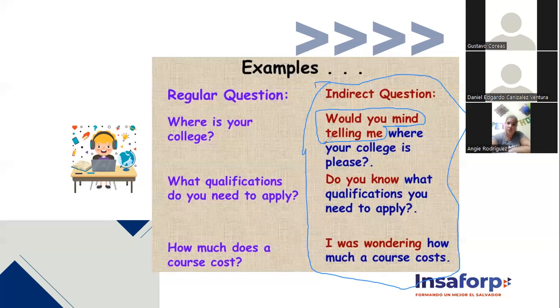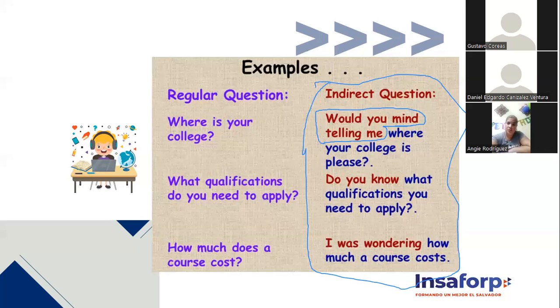Take a look at the second one. We have, what qualifications do you need to apply? We have one auxiliary verb, which is do, right? And then we have our introductory phrase, which is, do you know? So the second clause is not a question. It must be a statement, so how do we do it? Do you know what qualifications you need to apply? And that's it. You don't need to use the auxiliary do here because it's not a question. Same thing in the next one.